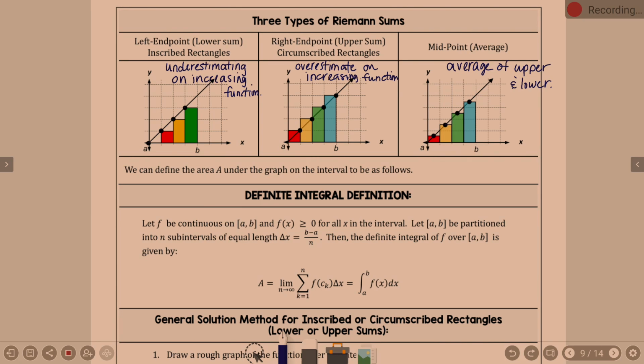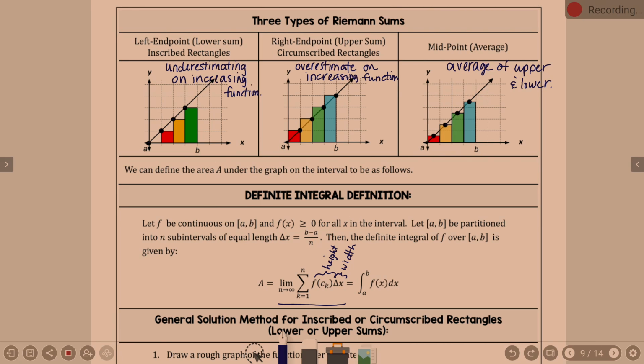Okay? This is our fancy limit notation. And more of what, when we talk Riemann sums, which is what we're talking about today. What you need to be seeing here is that this f of c sub k, kind of like what we were doing on the other page, is going to represent the height of the rectangle. Delta x, the change in x, is going to represent the width of the rectangle.